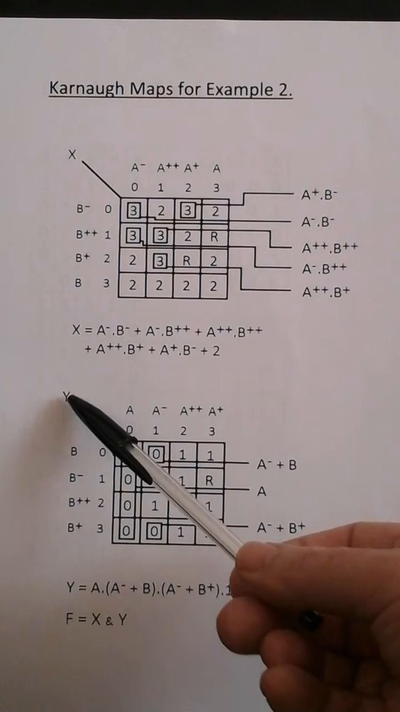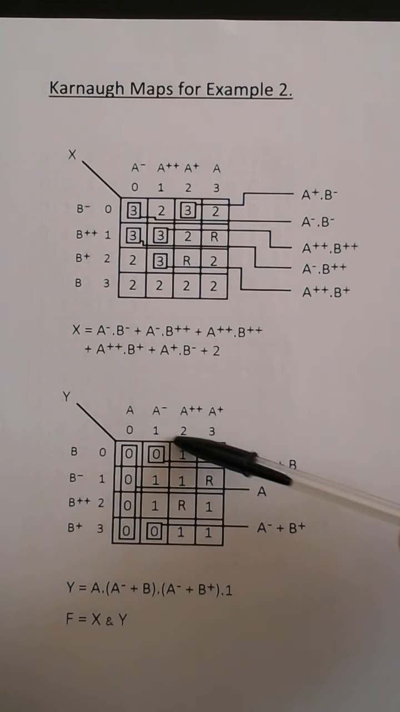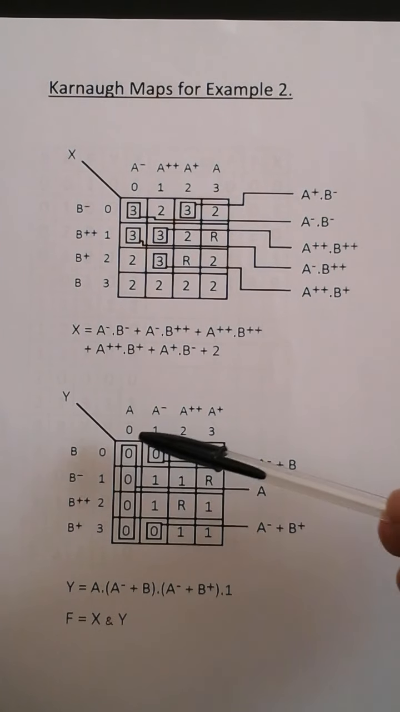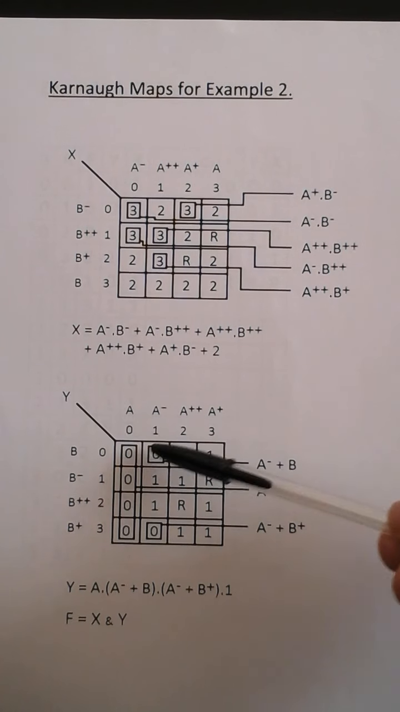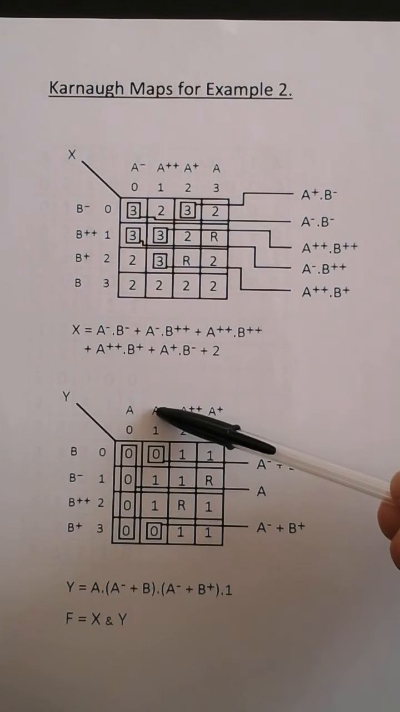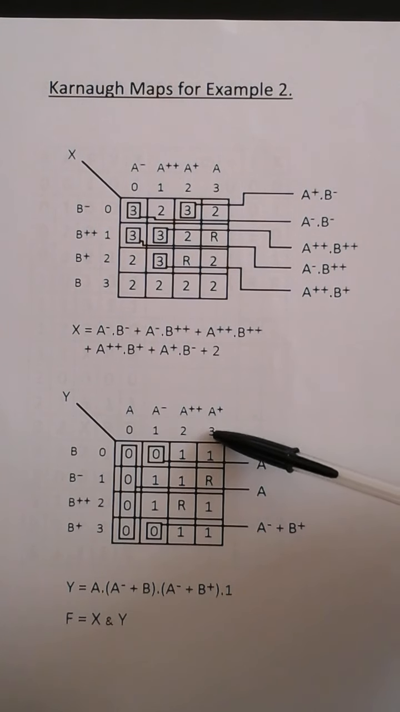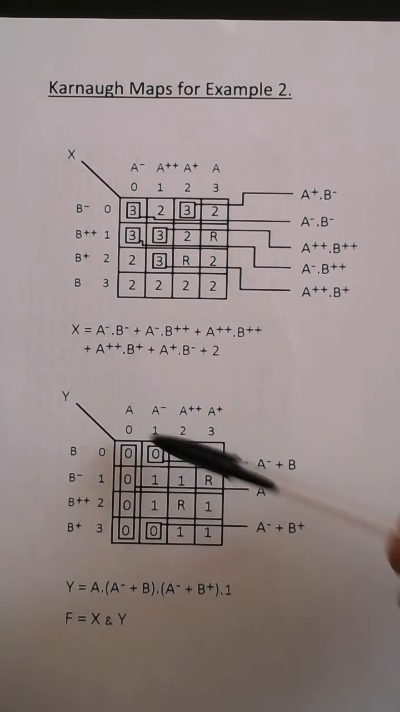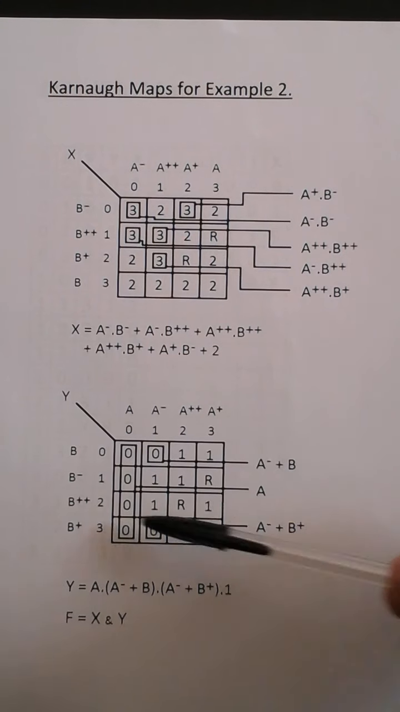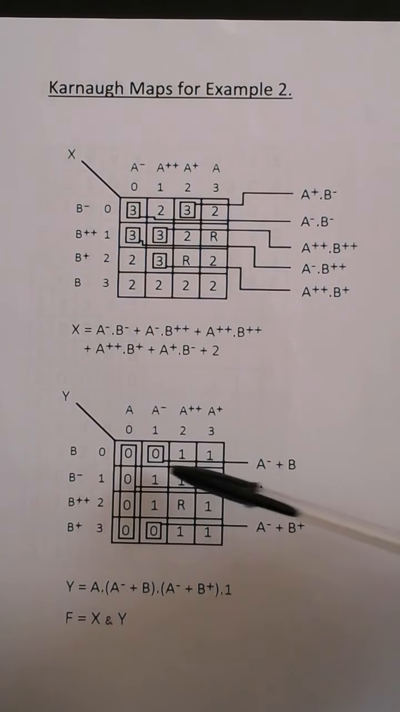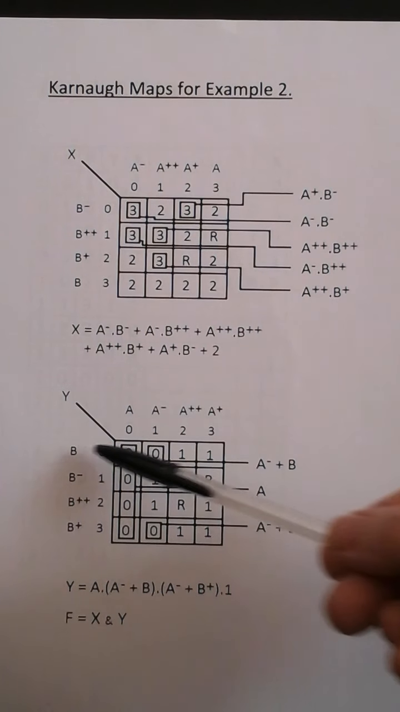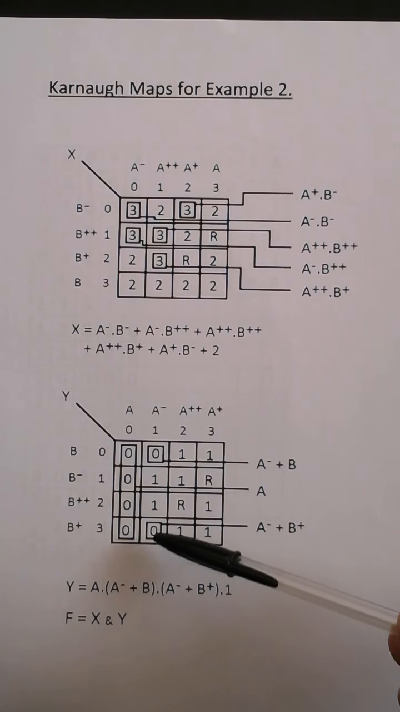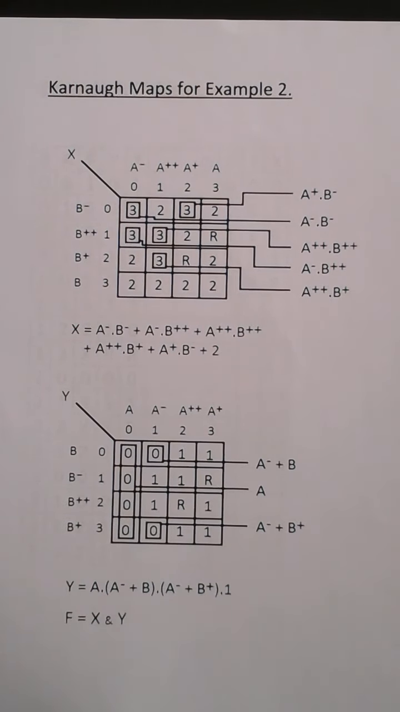For function y, so again, Karnaugh map, this is A and this is B. Again, you're looping the zeros, so what do I have to do to 0 to get to 0? Nothing, so it's A. Minus 1 to get it to 0, A minus, add 2, A plus plus, add 1, A plus. Same for B. So I've looped a row of 4 here, and that's A. And this is A minus and B plus, A minus and B plus, A minus and B plus there, A minus and B plus there.